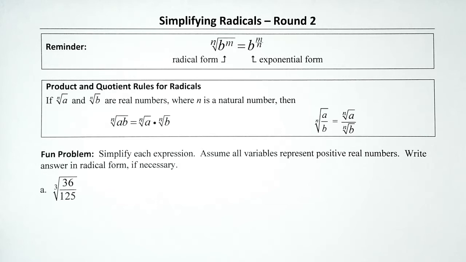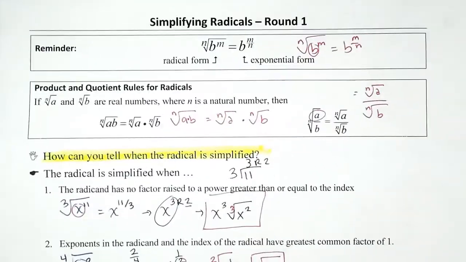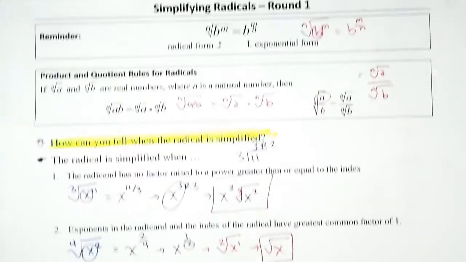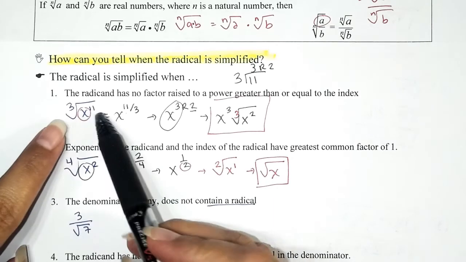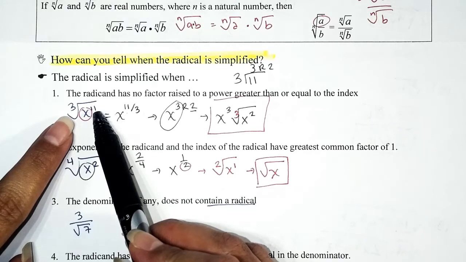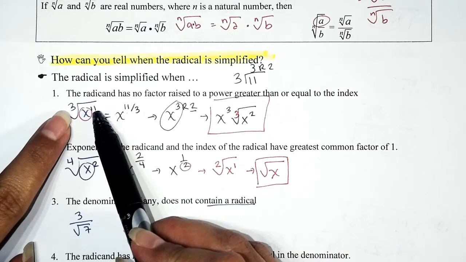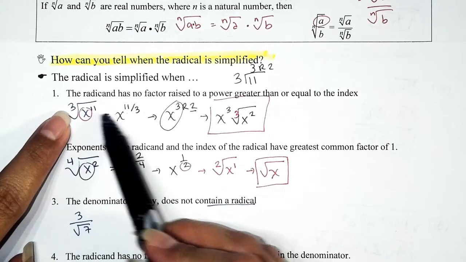And with your permission, we're going to quickly review how we can tell if the radical is simplified. Okay, so a radical is simplified when we have 4 things to watch out for. If you have an exponent inside the radicand, make sure it's under the index. If it's the same or higher, then simplify it.